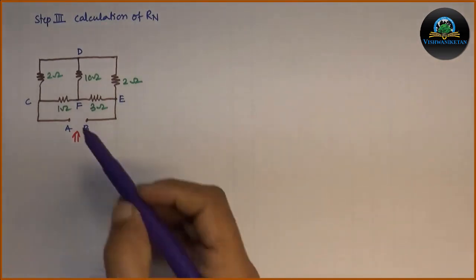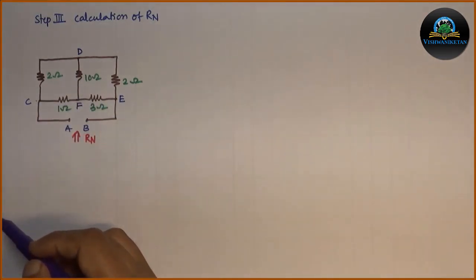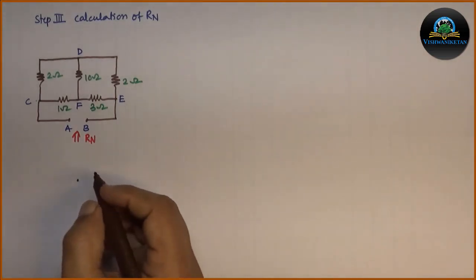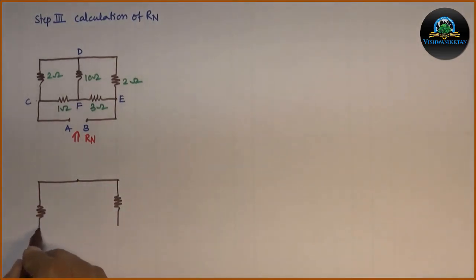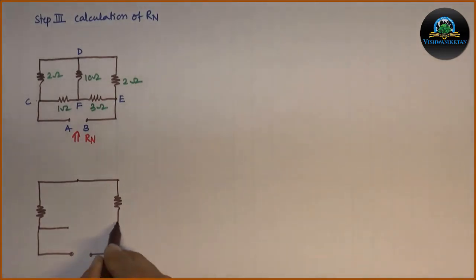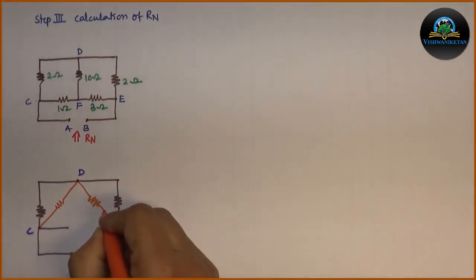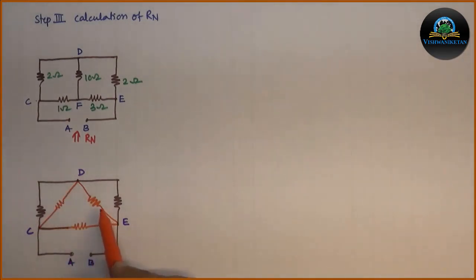If you observe the circuit, C, D and E form a star connection, which we can convert into an equivalent delta connection. Let us draw this equivalent converted diagram and our circuit will change accordingly. This is our delta converted from this star.